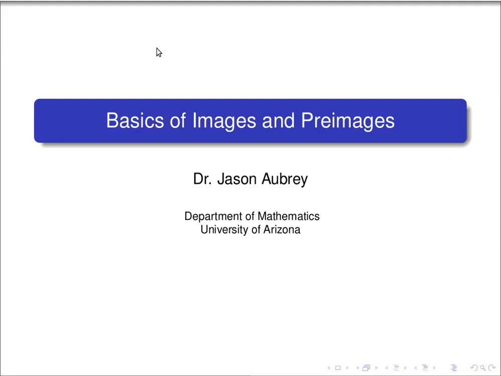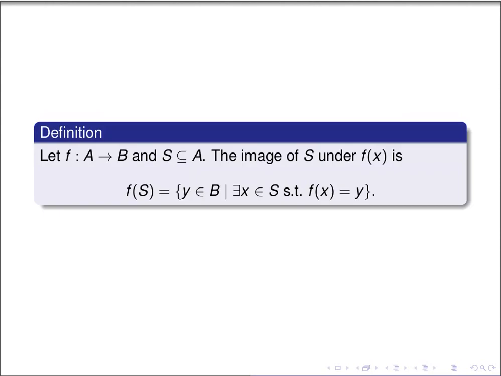In this video, we're going to discuss some basic facts about images and preimages. So let f be a function from A to B, and S be a subset of A. Then the image of S under f of x is the set of all y in B such that there exists an x in S such that f of x is equal to y.